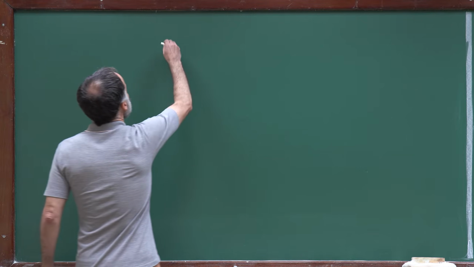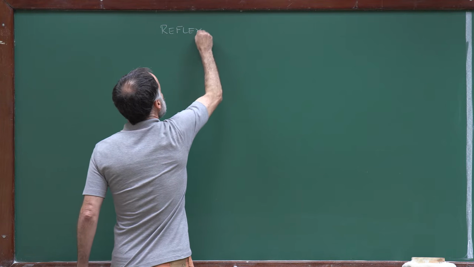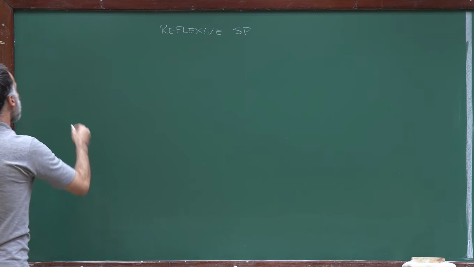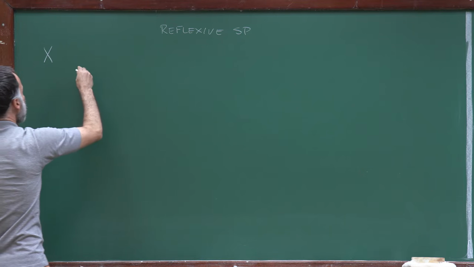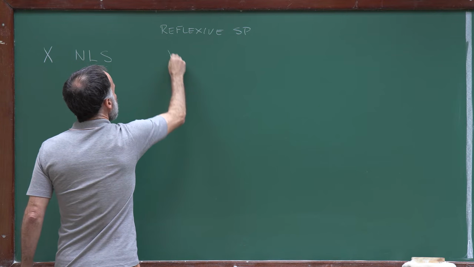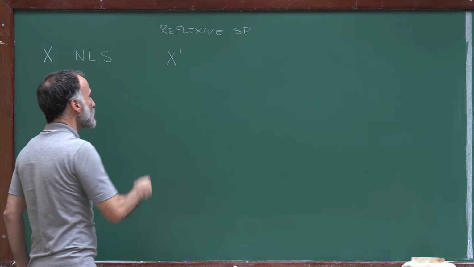So the lecture today will be on reflexive spaces. So we have seen that if we have X, a normed linear space, we represent by X prime the space of bounded linear functionals over X.